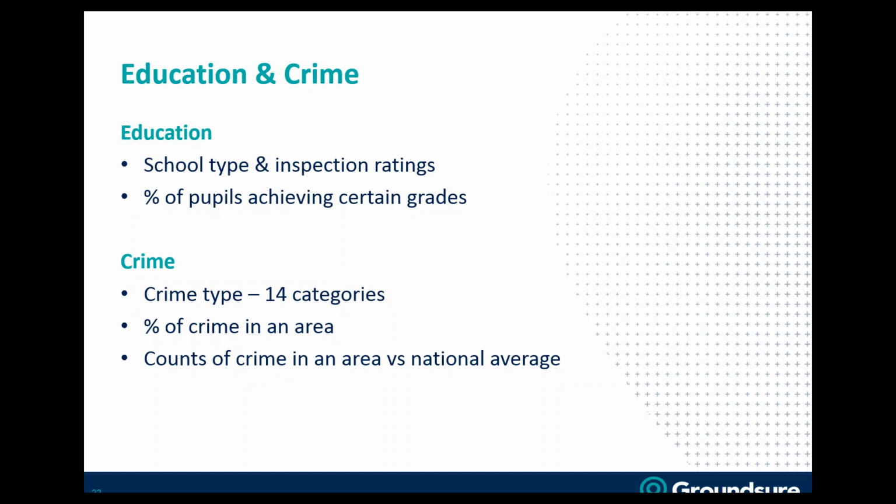Crime information is sourced from data published by the Home Office, who in turn receive data from the 43 geographical police forces in England and Wales, the British Transport Police, and the Ministry of Justice.